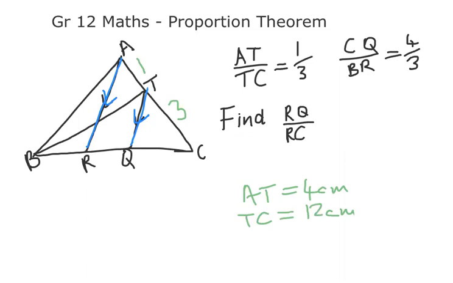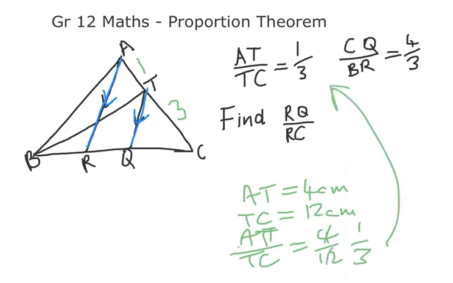Then you can say AT over TC is equal to 4 over 12, and if you divide that, you get 1 over 3, which is the same as that. So this is what it means. This can be anything in centimeters, but in the proportion we don't write 1 and 3, we just write the letter. So I'm going to write 1A and 3A.